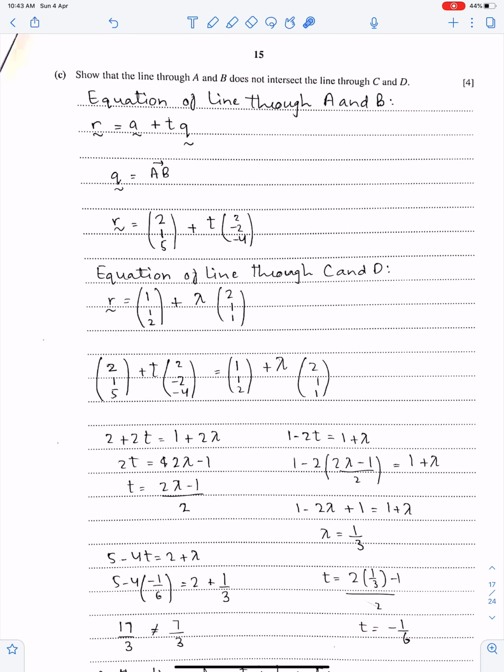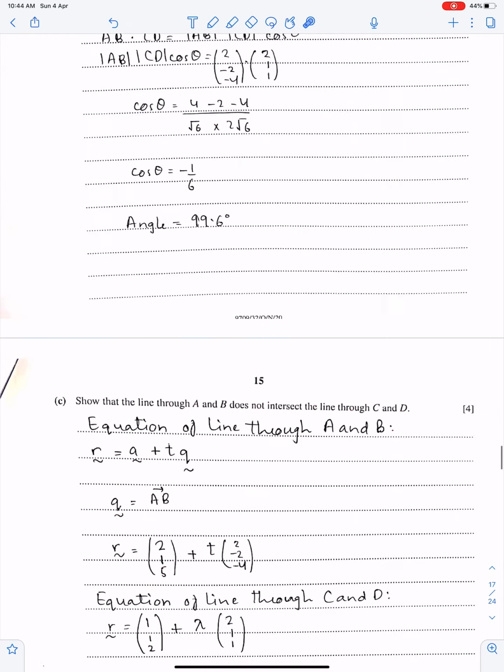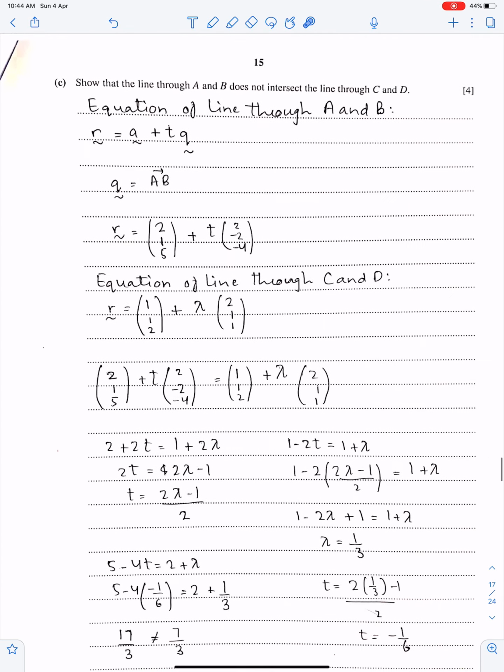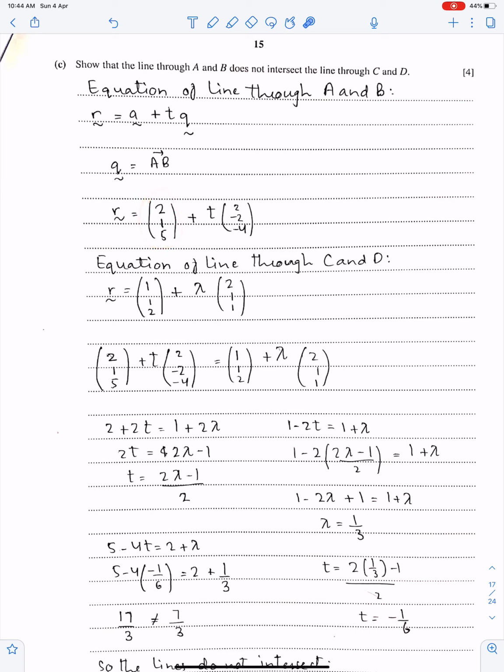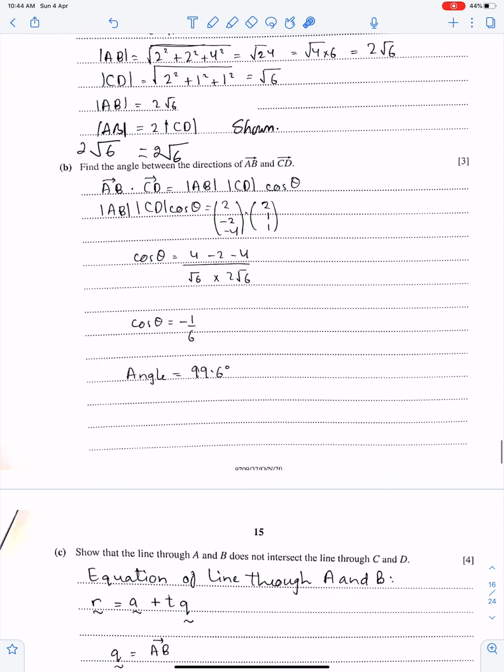Next part. Show that the line through A and B does not intersect the line through C and D. This is so simple. First get the directions. First make the equations of these two lines. We already have the directions of these two lines. AB and CD are the directions of these two lines. So the equation of line AB is this. For r, you can use either A or B here. It's your choice. This student used A here. You can use B here if you want. This is AB. Now equation of line CD, you can use either C here or D here. This student used, I guess, C.